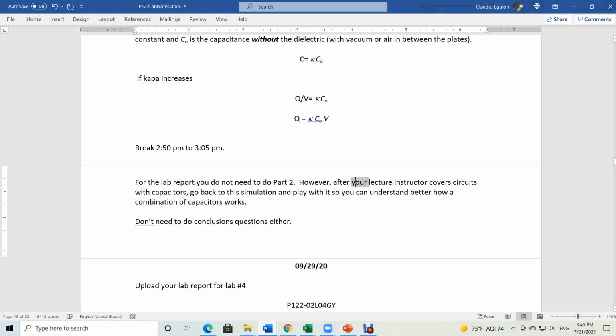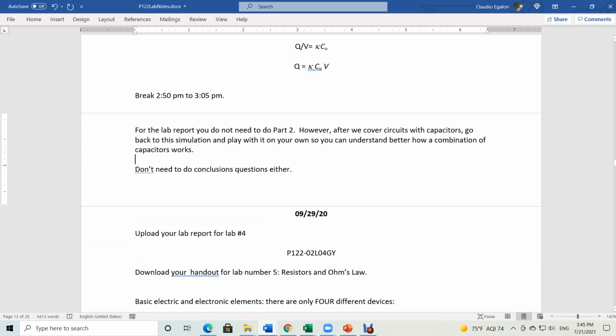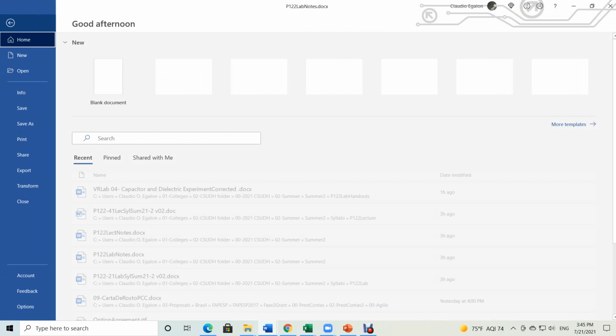However, after we cover circuits with capacitors, go back to the simulation and play with it on your own, okay? So you can understand better how combination capacitors work. No need to do conclusions either. Okay, so let me save this guy here.